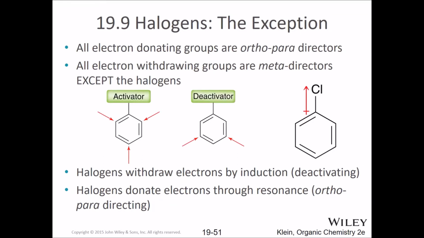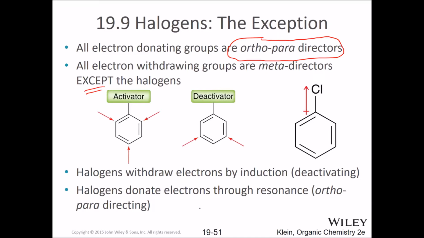Okay, so here's a story that I'm not expecting you to be able to predict. All electron donating groups are ortho-para directors. We've seen that before. Going somewhere here with this. They're all ortho-para directors. All electron withdrawing groups are meta-directors except halogens. So here's something that, again, I wouldn't necessarily expect that you would be able to predict.